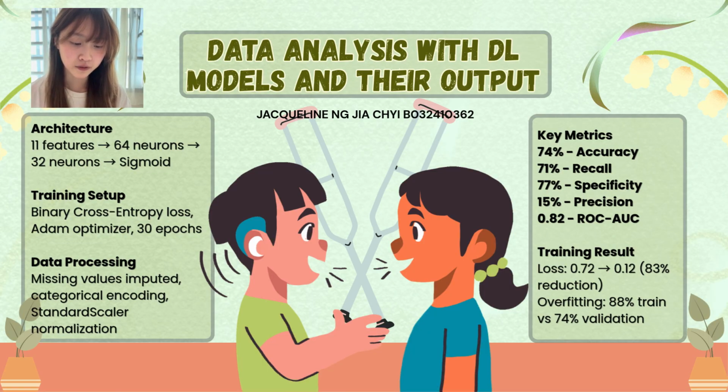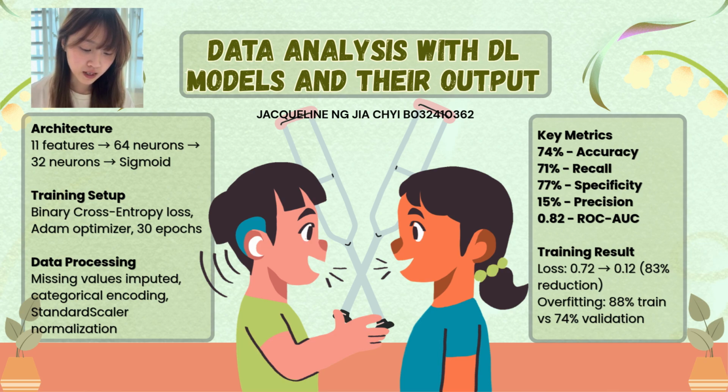Data analysis with DL models and their output. We built a neural network with 11 input features passing through 2 hidden layers with 64 and 32 neurons respectively. The model was trained for 30 epochs and the loss function decreased from 0.72 to 0.12, an 83% improvement. Results show 74% accuracy and 71% recall, which means we correctly identify most stroke cases.